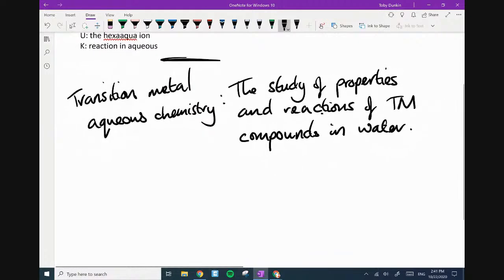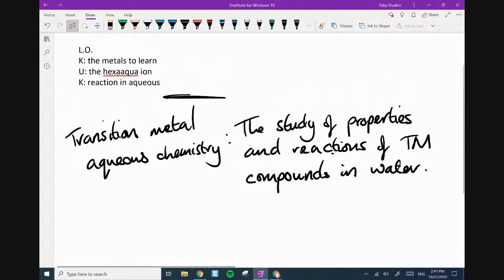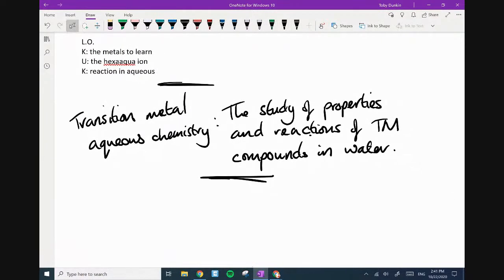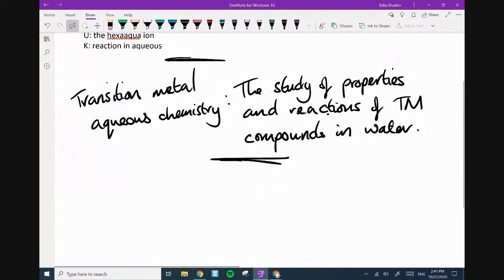So we've done a little bit of this when we were doing complex chemistry, because one of the things that we really focused on was the hexaaqua ion. Now that we've got a bit of a base definition of what we're going to be looking at today and over the coming weeks, I want to first of all box off all the metals that you're expected to now learn about. When I say learn, you're going to need to learn a string of colors for each of these metals. So you can put metals to learn, metals to know.